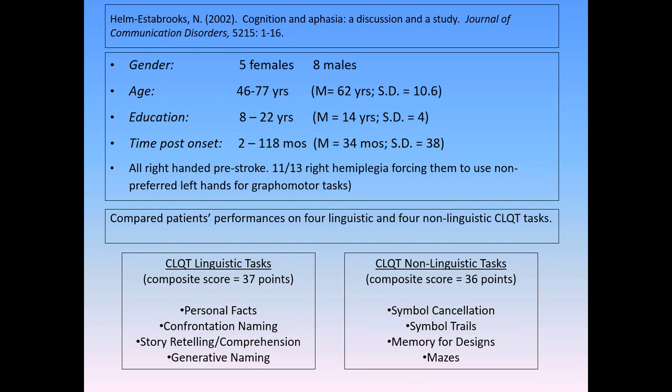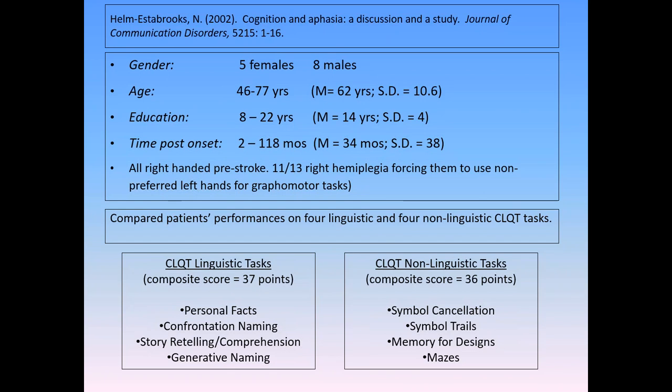And you can make allowances. I always suggest a clinician try these tasks with her or his left hand and see what kind of results he or she gets, and compare that with what your hemiplegic patient using their non-preferred hand would do as far as the graphomotor aspects of completing the Clicket task.